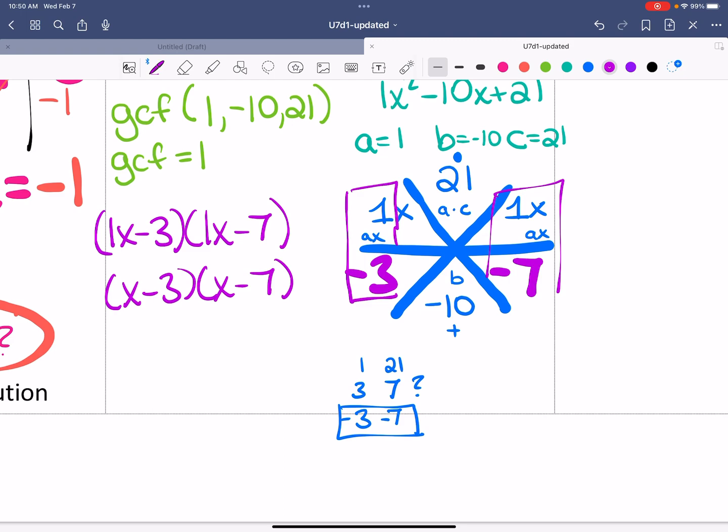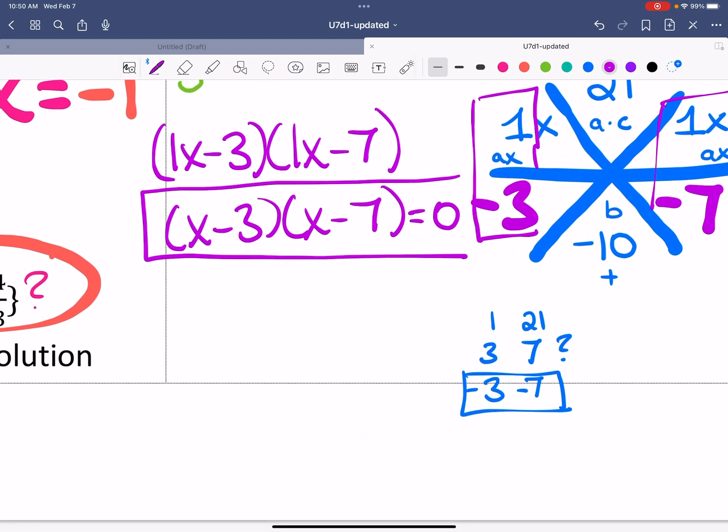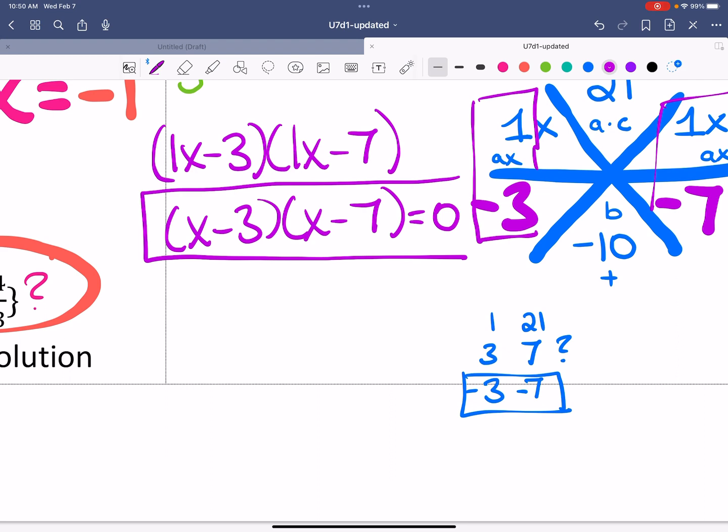So this is where we stopped on the last test. This would be the factored form. What we're doing now with today's notes is continuing on. And remember, from the beginning, it was set equal to 0. So now this is our new problem. And we take each of those factors, we set them equal to 0, and then we keep solving for x.